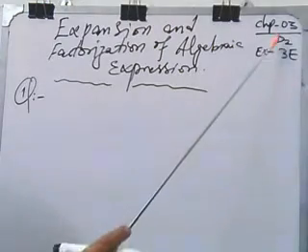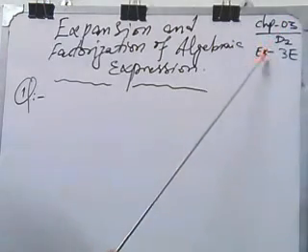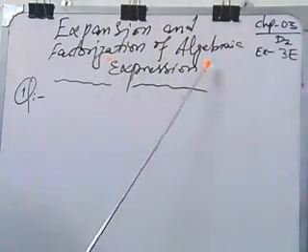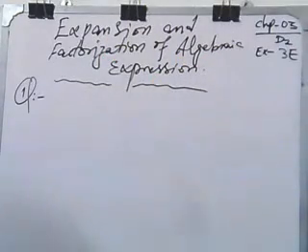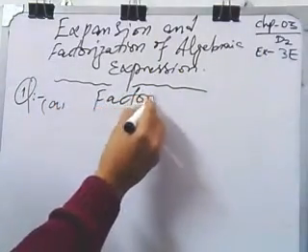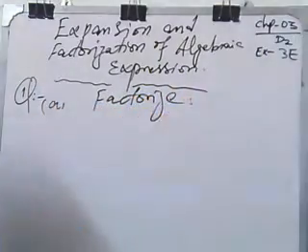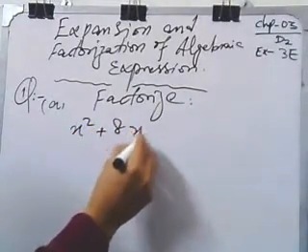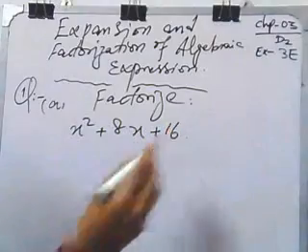Today we will discuss chapter number 3, book D2, exercise 3E, expansion and factorization of algebraic expressions. Question number 1. Please open your textbook and see question number 1. Factorize the following. A part, factorize x square plus 8x plus 16.